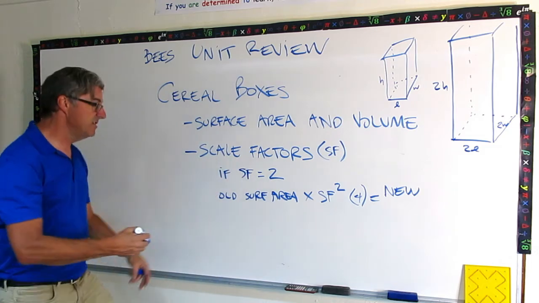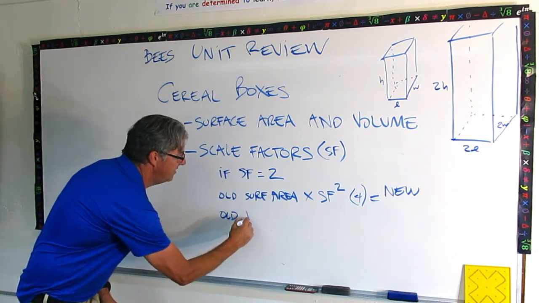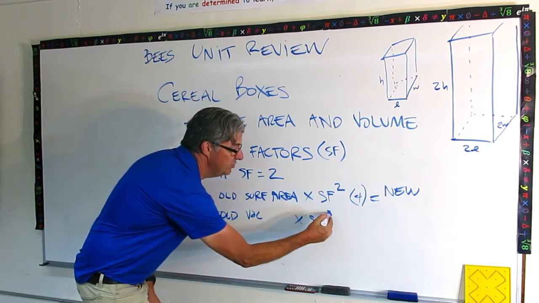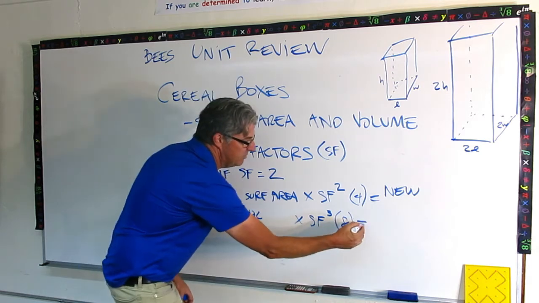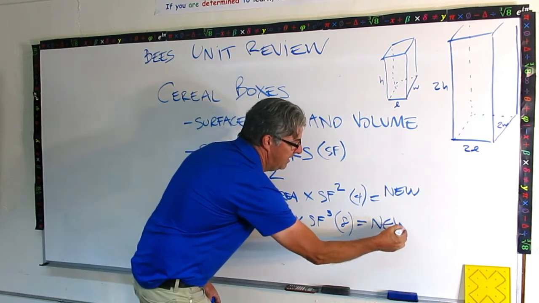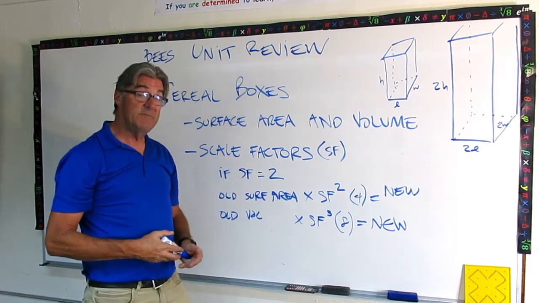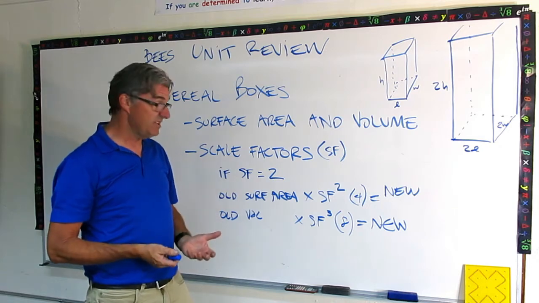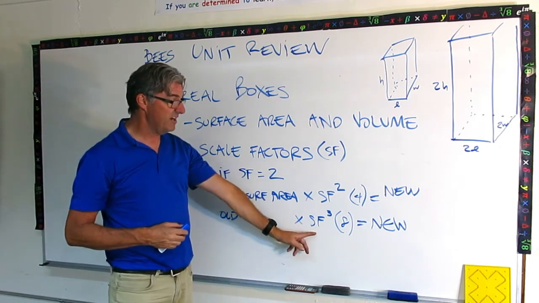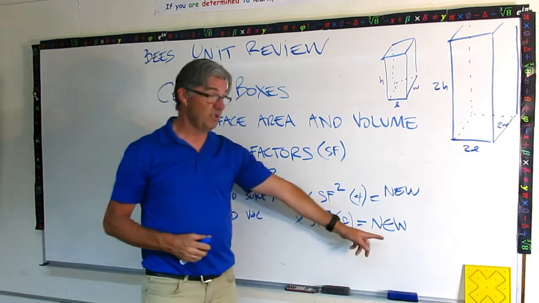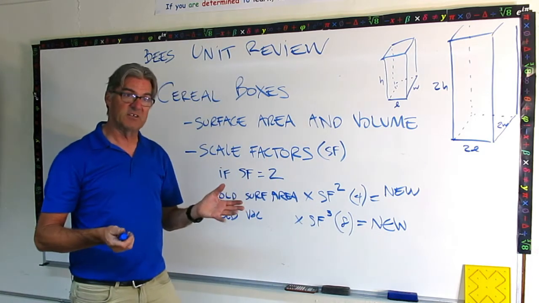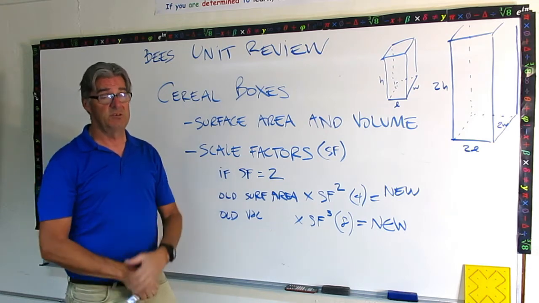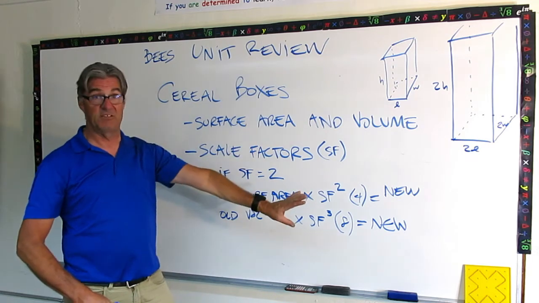It's the same with the volume. Old volume times the scale factor, but this time it's cubed, which would be 8, equals the new. And that makes sense too, because volume is a cubic quantity. It's cubic somethings, cubic inches, cubic feet, things like that. So you've got to cube the scale factor, multiply that by the old volume to get the new volume. So that's how you use scale factors. We spent quite a bit of time in class going over that. You want to look at your notes. I guarantee you will get a problem that's going to ask you to navigate this.